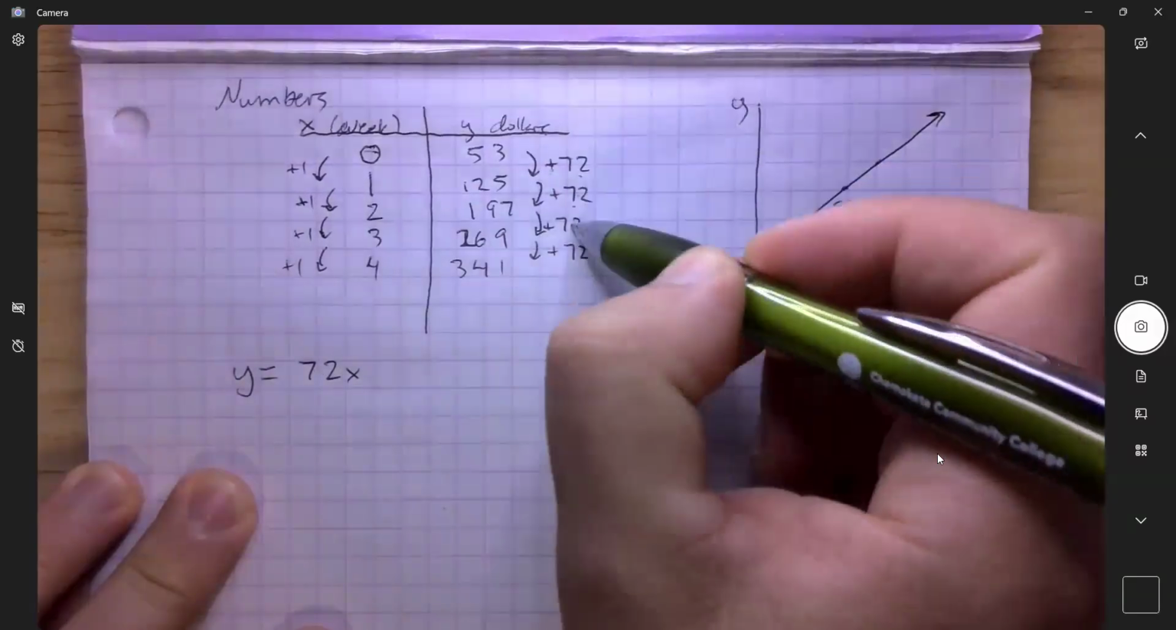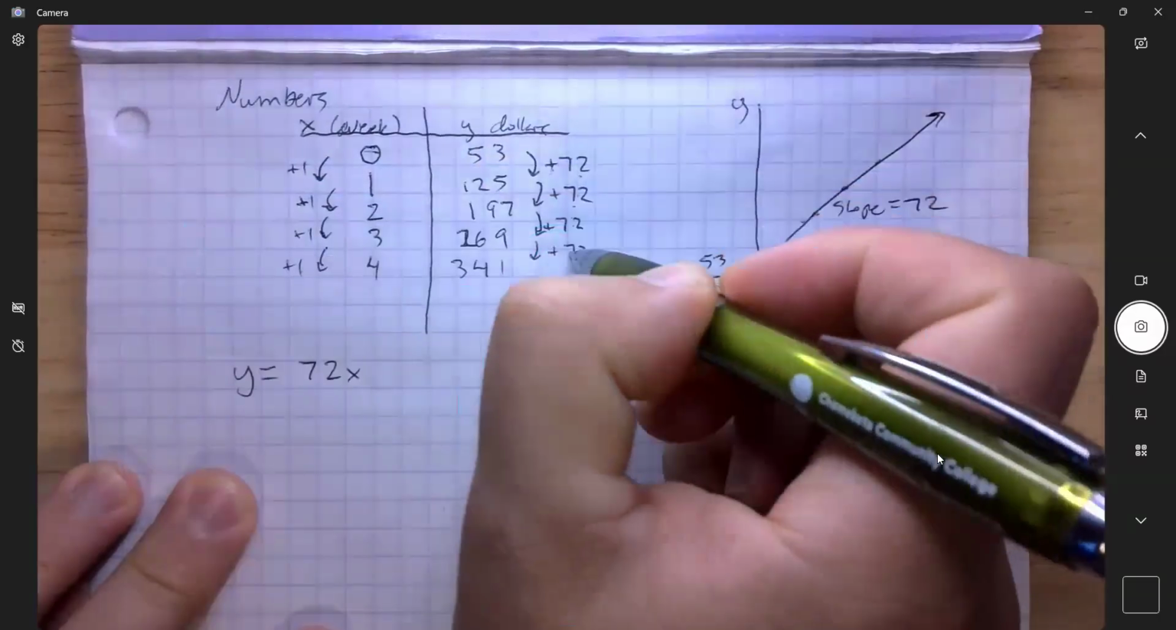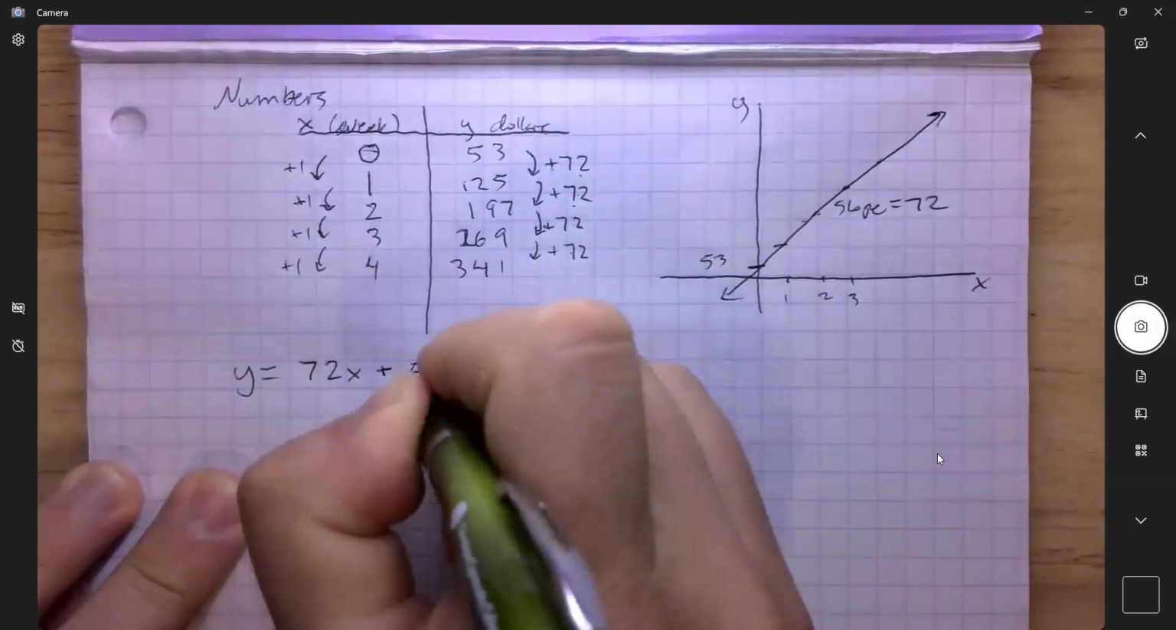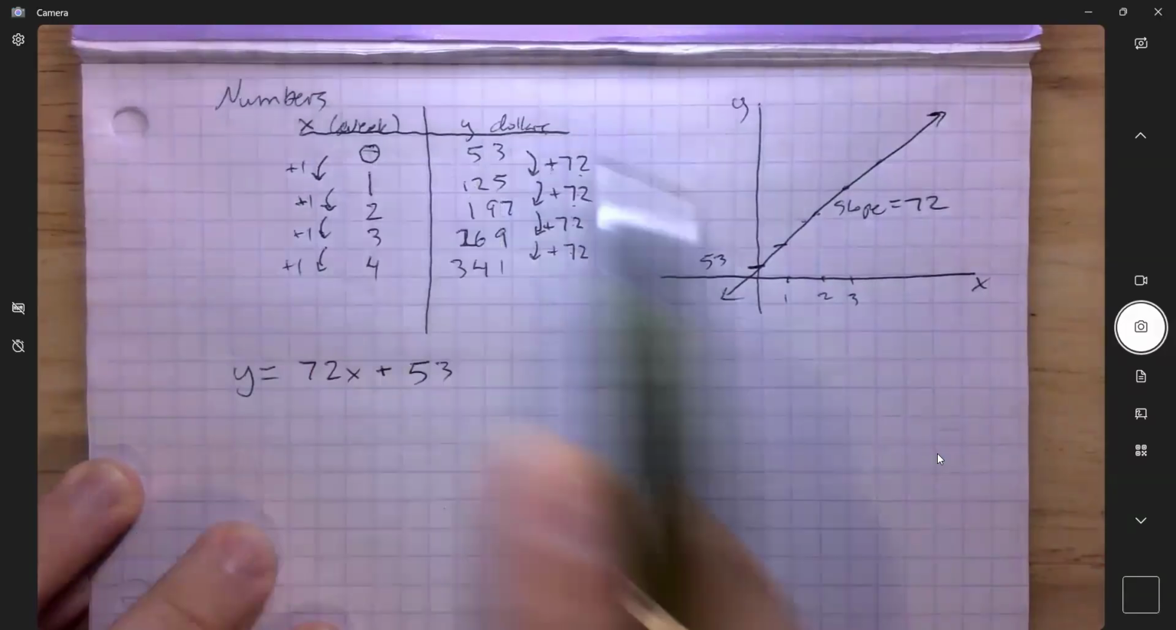You look at the change in y divided by the change in x. 72 divided by 1 is 72. And then to find the starting value, or the y-intercept, you look where x is 0, and there's your 53.